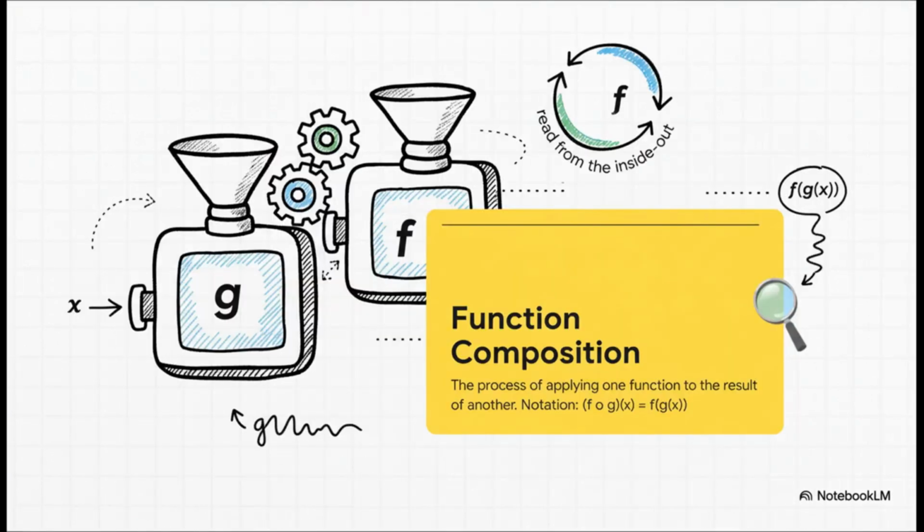So this whole process has a fancy name, of course. It's called function composition. And the notation looks a little weird at first, that F with a little circle G, but it actually describes our assembly line perfectly. The trick is you read it from the inside out. You take your input, X, you run it through machine G first, and then you take that entire result and run it through machine F.